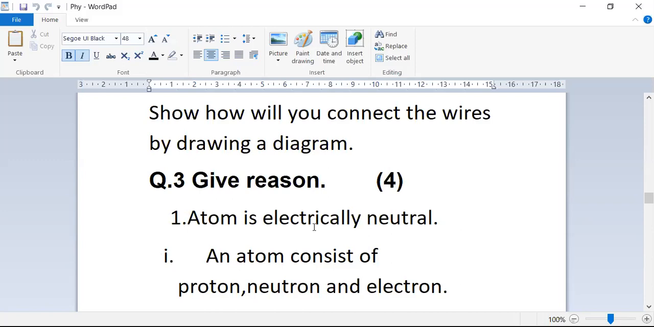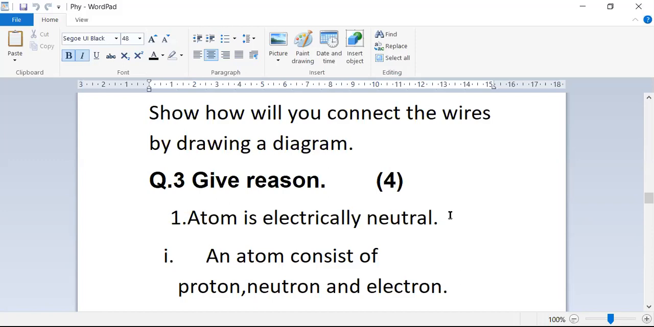Now, in these questions, which are brief, you are expected to write the answer in points. It is advised to write the answer in points because it makes it easier for you to write it down. It makes your concept clearer. Okay, so you are expected to write the answer in points. So, for example, atom is electrically neutral. So we write down as follows.